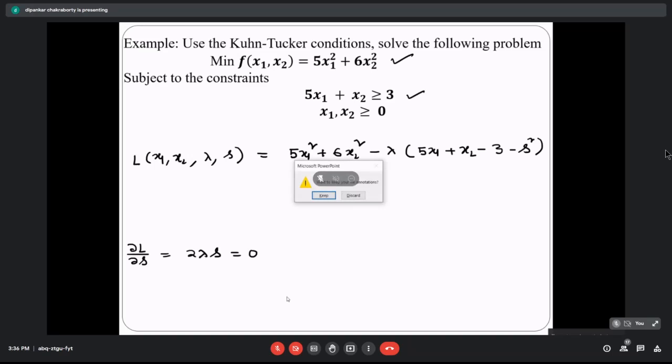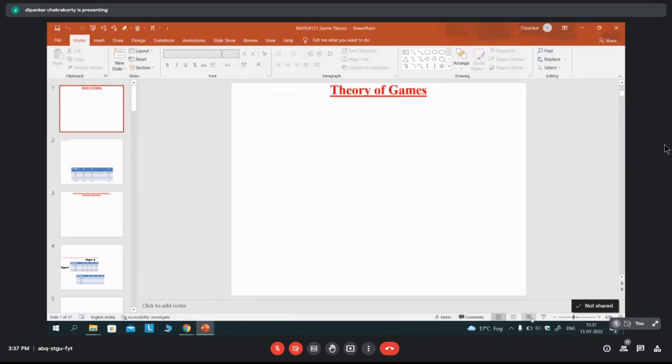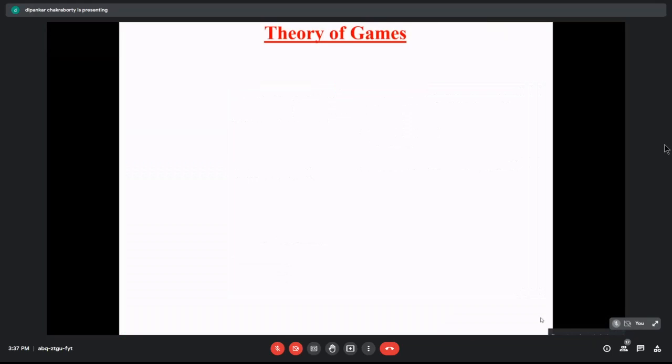Okay. So now we'll start the next topic, theory of games, or sometimes it is called game theory. Before starting game theory, how many of you have seen the movie A Beautiful Mind? Anyone? Okay, and this Beautiful Mind movie is actually based on one mathematician. Do you know the name?